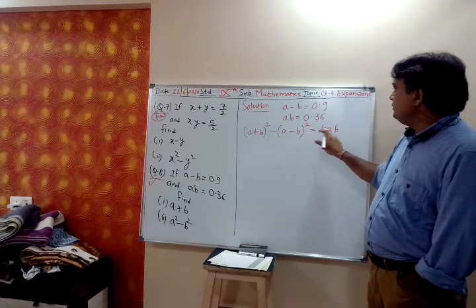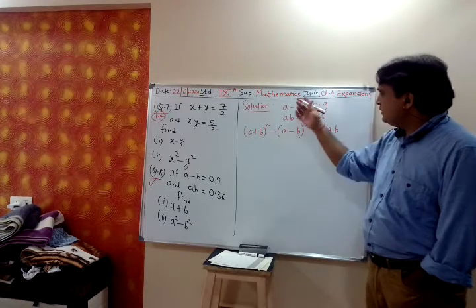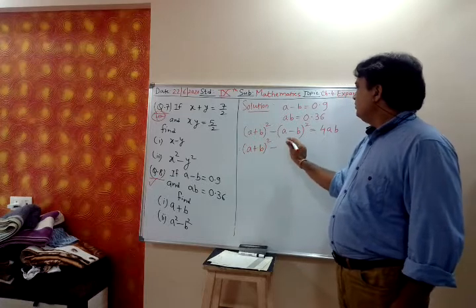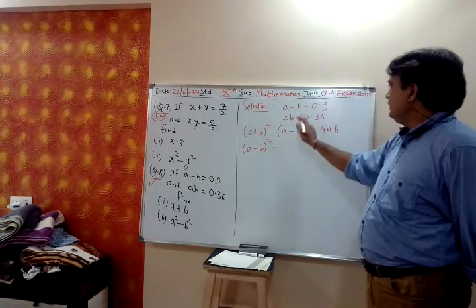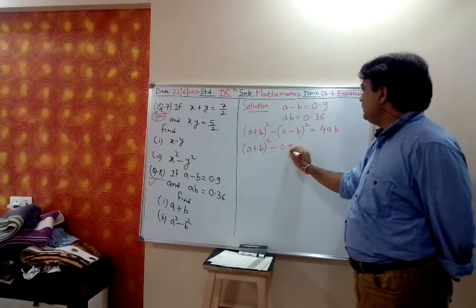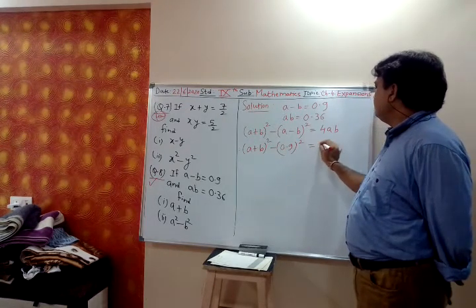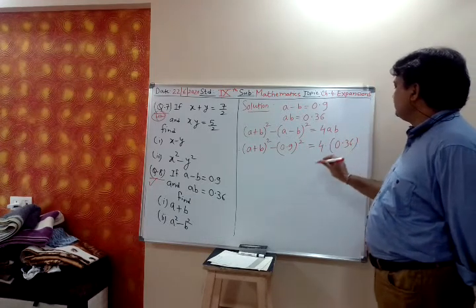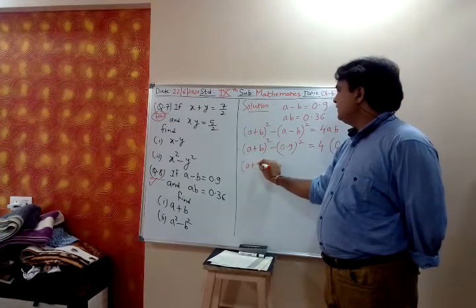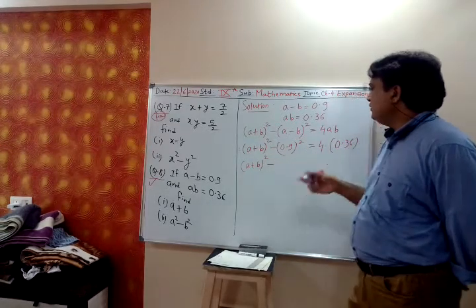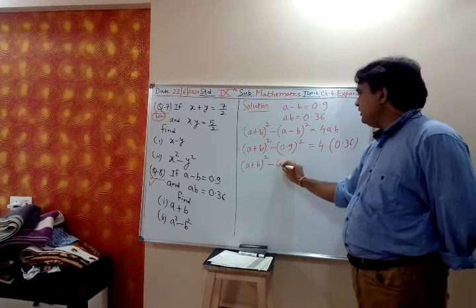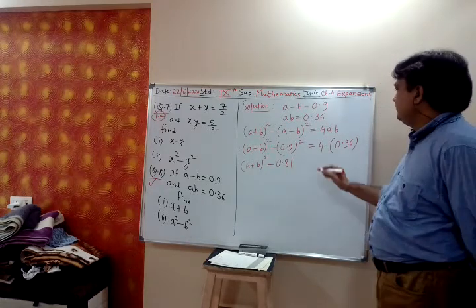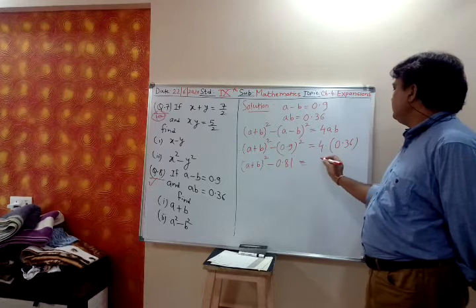So now we know the value of ab and of a minus b, so we substitute. A plus b whole square minus a minus b whole square, where a minus b is given 0.9, so 0.9 square, is equal to 4 into ab. ab is 0.36, so 4 into 0.36. So a plus b whole square minus 0.9 square, 0.9 into 0.9 is 0.81, is equal to 4 into 0.36.